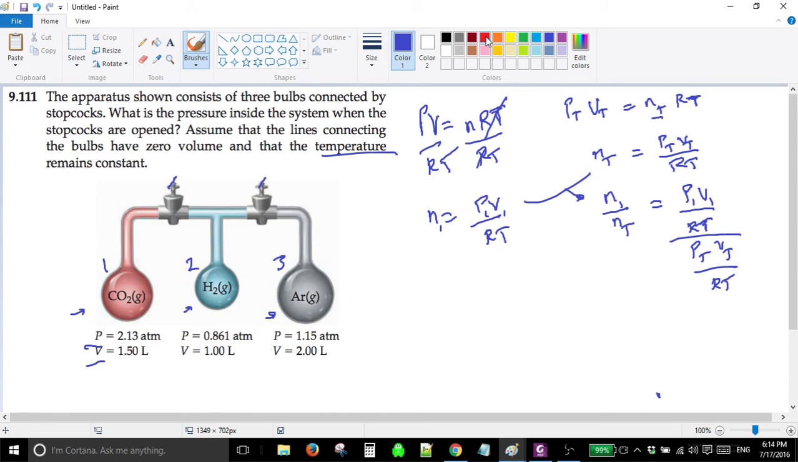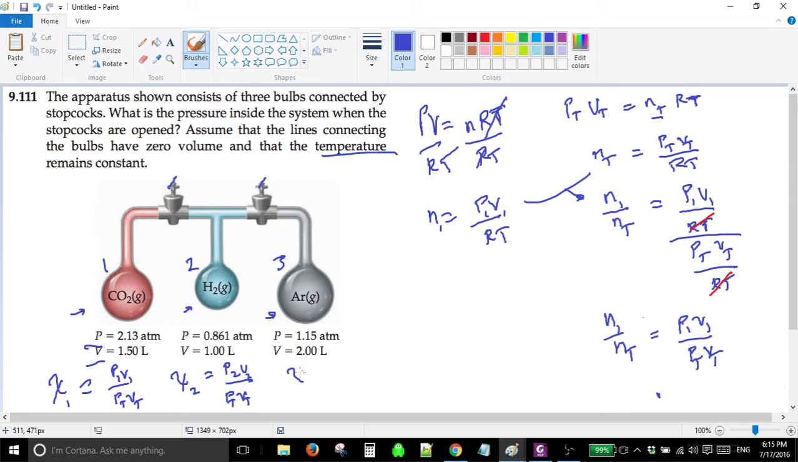Alright, so the RT's cancel, and I've got the mole fraction N1 over N total equals P1 V1 over P total V total. Okay? So the mole fraction of this first gas is P1 V1 over P total V total. Similarly, the mole fraction of the second gas is going to be equal to P2 V2 over P total V total.